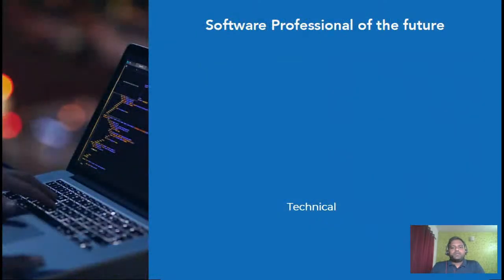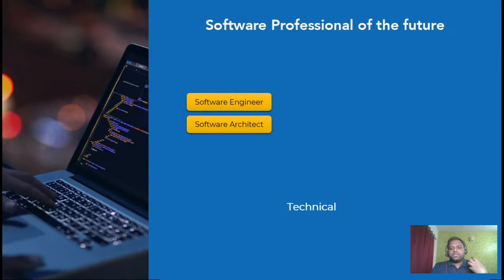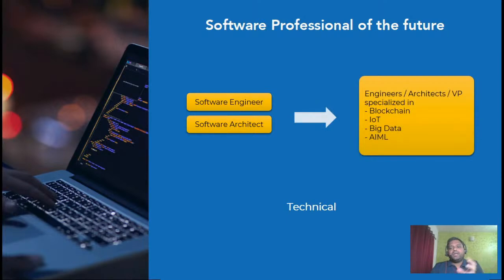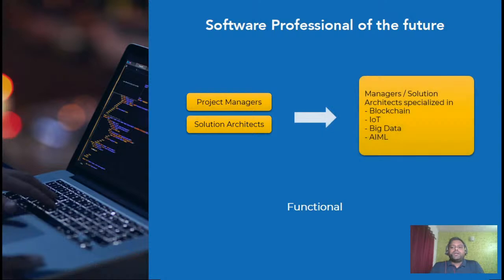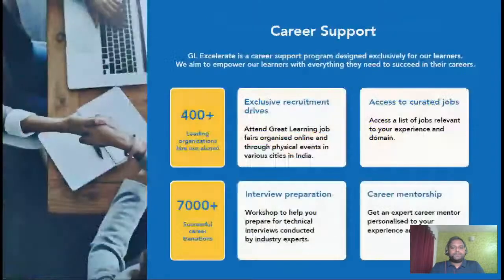So I will spend some time now. We have talked about the various skill sets. Where do you stand? If you're on the technical side, as a software engineer or an architect, you need to build yourself into an engineer or architect specialized in these technologies. Similarly, if you're a functional person working as a project manager, program manager, or solution architect, you now have an option to transition into a solution architect for blockchain, IoT, big data, or AIML. These are the various career transitions you can foresee through these programs.